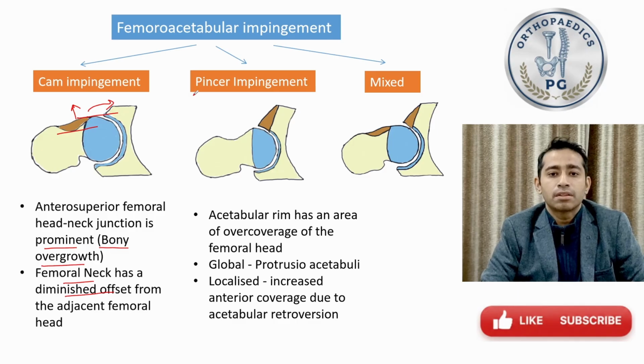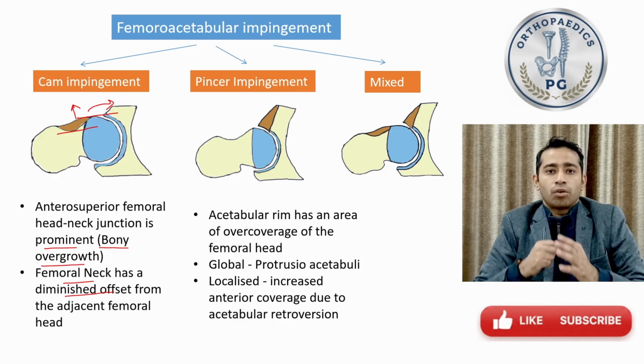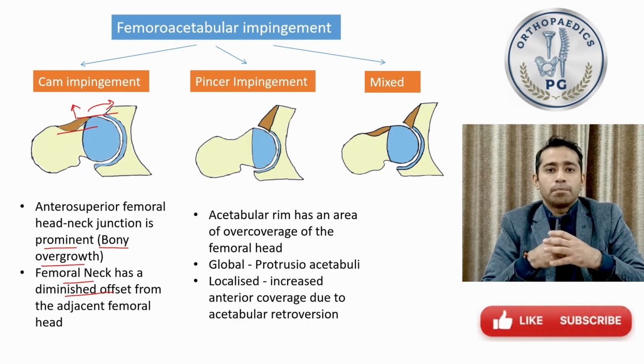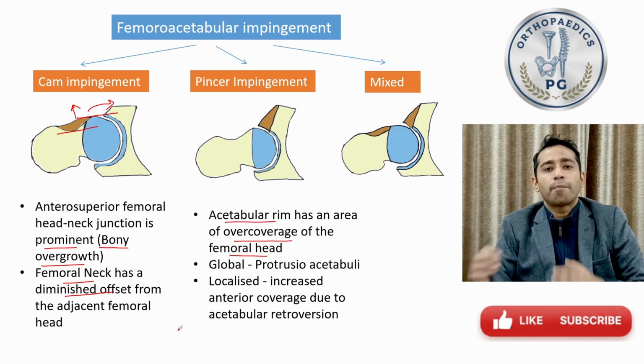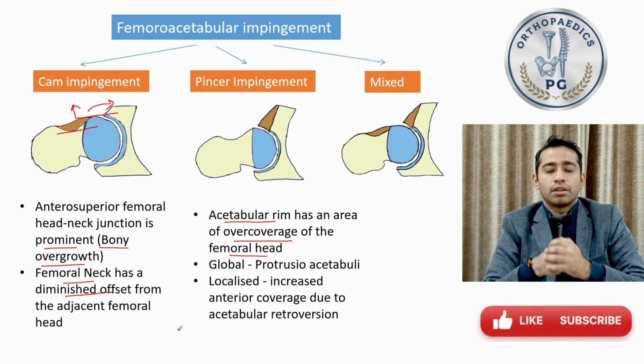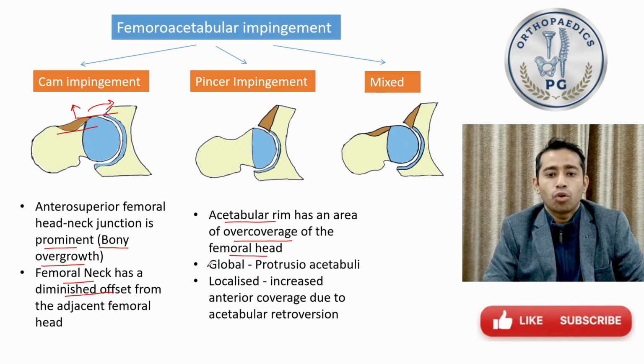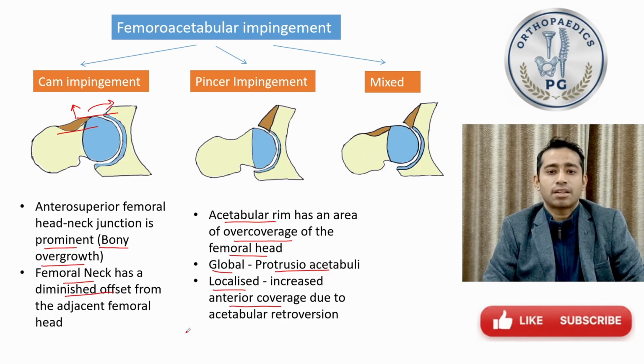So if the femoral neck has a decreased anterior offset, this also causes cam impingement. The second type is pincer impingement. Pincer impingement is basically an over coverage of the acetabulum. So in pincer there is a problem at the acetabulum side. The acetabular rim has an area of over coverage of the femoral head, leading to abnormal contact in the functional range of motion. Now this over coverage may be global, that is both anterior and posterior over coverage, as in a protrusio acetabuli, or a localized over coverage, as in an anterior coverage due to acetabular retroversion.